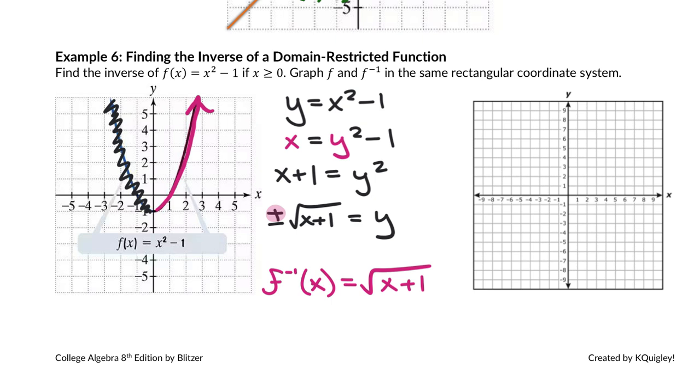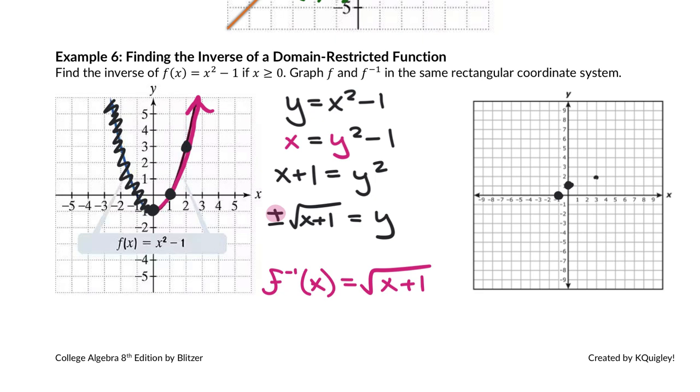So if we graph this, so we can see what it looks like, we would start off with the coordinate point 0, comma, negative 1, which changes to what on my inverse? Negative 1, comma, 0. The next nice coordinate point I see on this graph is at 1, comma, 0. What does that turn to on mine? 0, comma, 1.